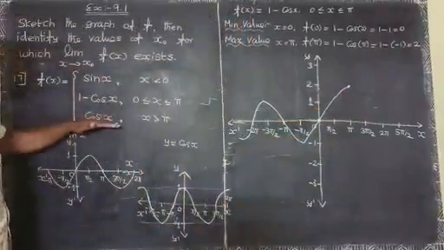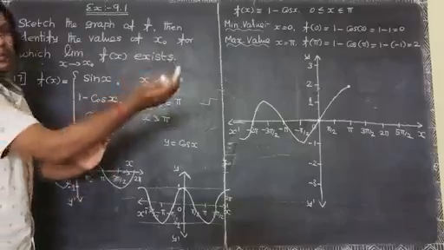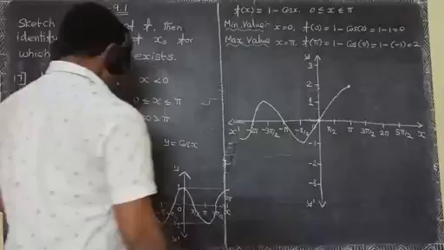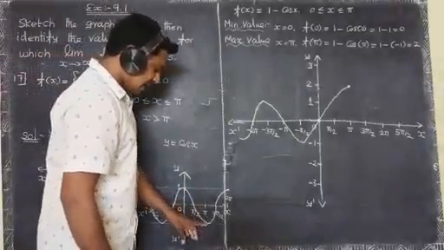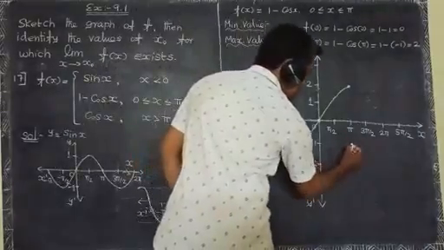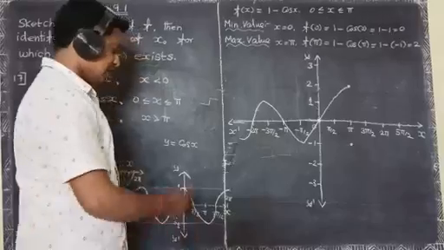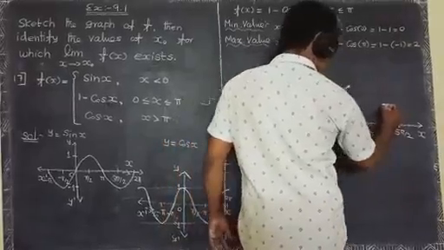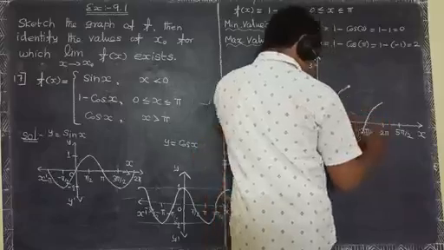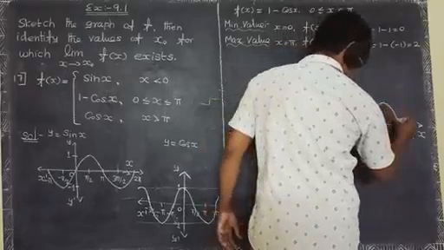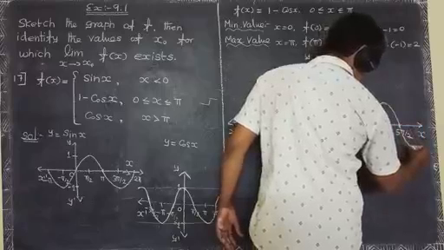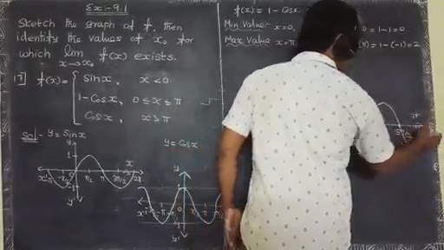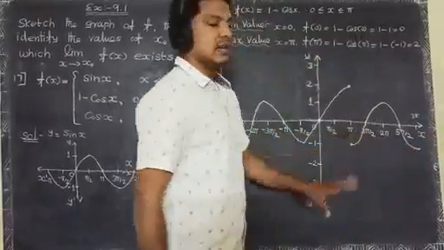Next draw the another function, cos x, x greater than pi. X greater than pi means 3 pi by 2, 2 pi, 5 pi by 2, like this. Here using the cos curve, cos pi is minus 1, isn't it? Cos pi is minus 1, 3 pi by 2 is 0, 2 pi is plus 1, 5 pi by 2 is 0, 3 pi is minus 1. This is the cos x curve.